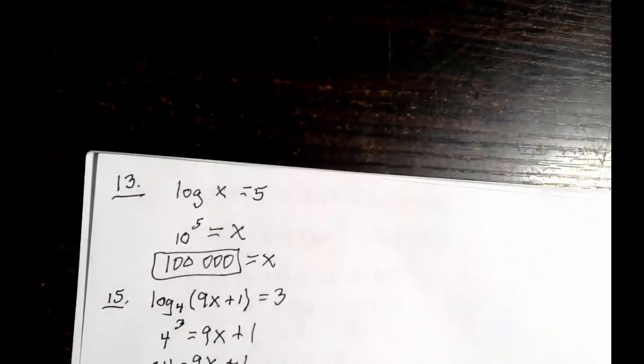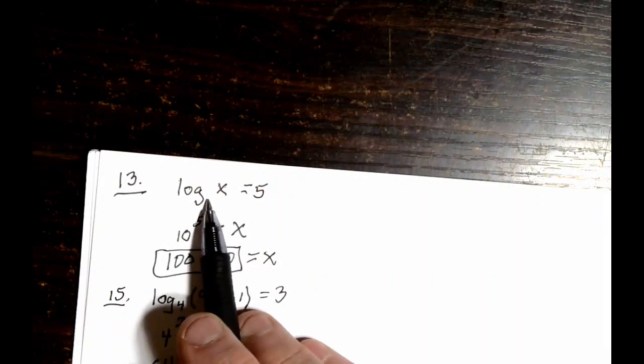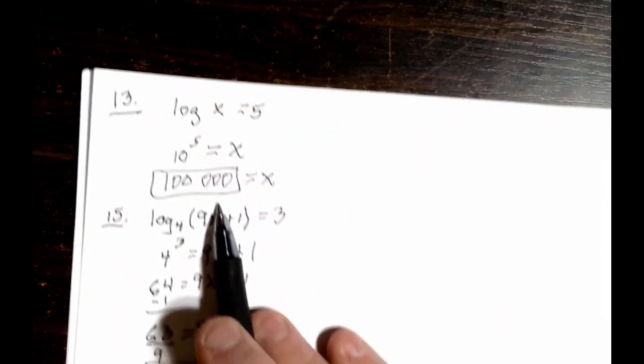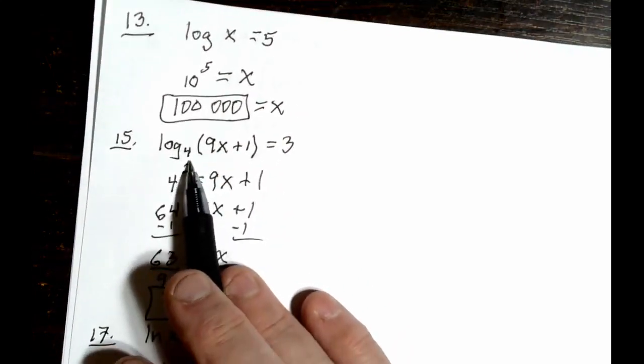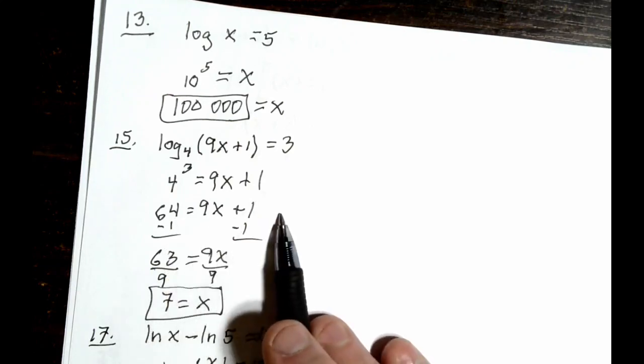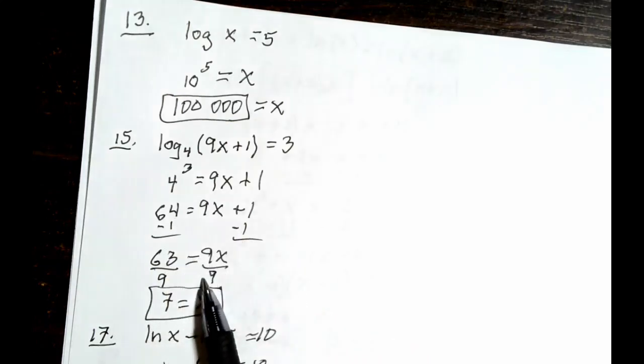Number 13, what is that? What's the base there? It's 10. So 10 to the 5th equals x, or 100,000 equals x. What is this one? 4 to the 3 equals 9x. Well, that's 64 equals 9x plus 1. Subtract 1, divide by 3.